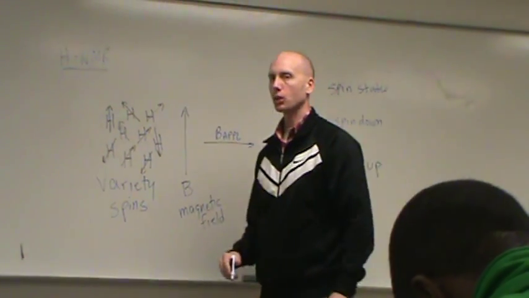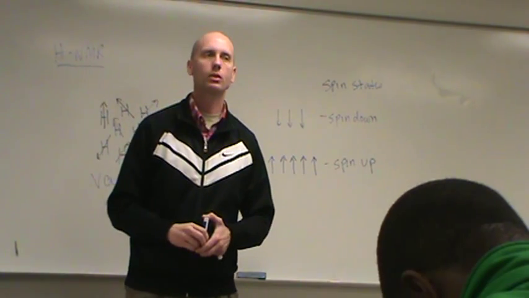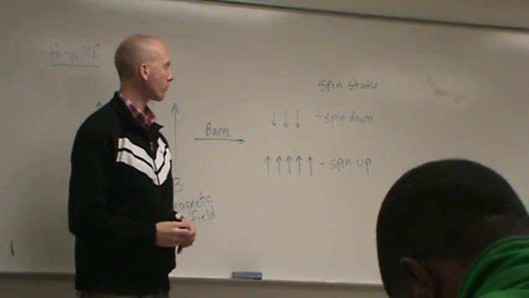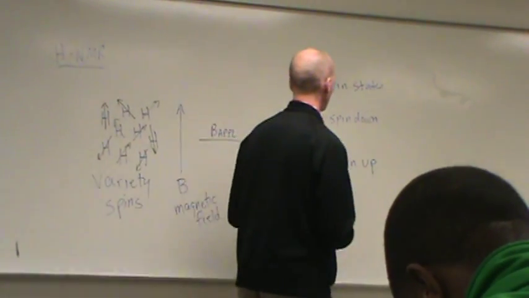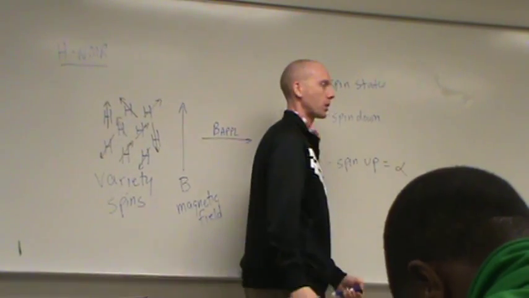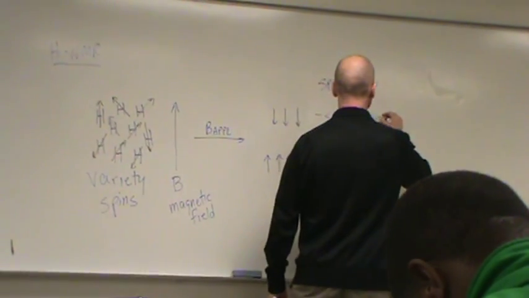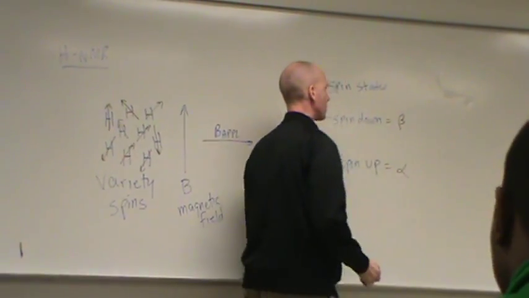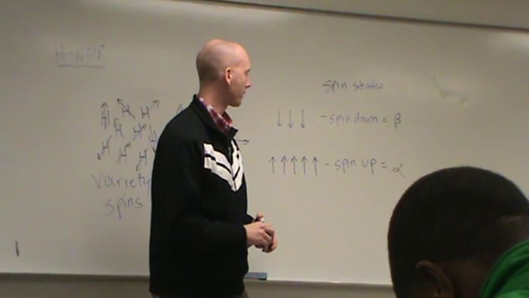And how are spin states formed? By applying the magnetic field. Well, we can also give these other names, a little more technical. The spin up, sometimes called the alpha spins, and spin down, sometimes called the beta spins.